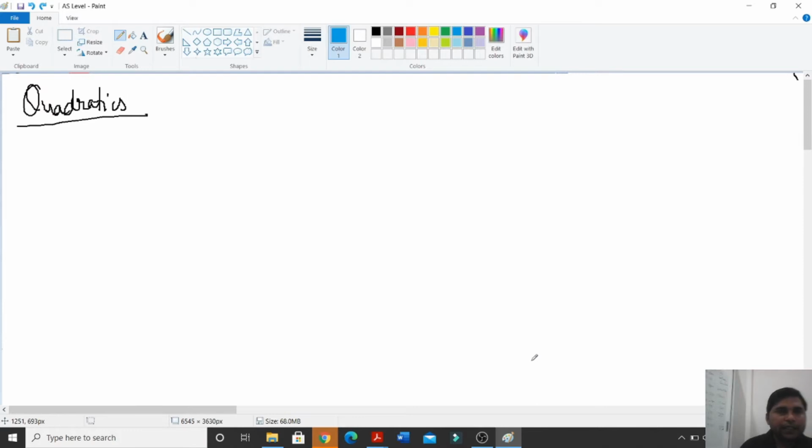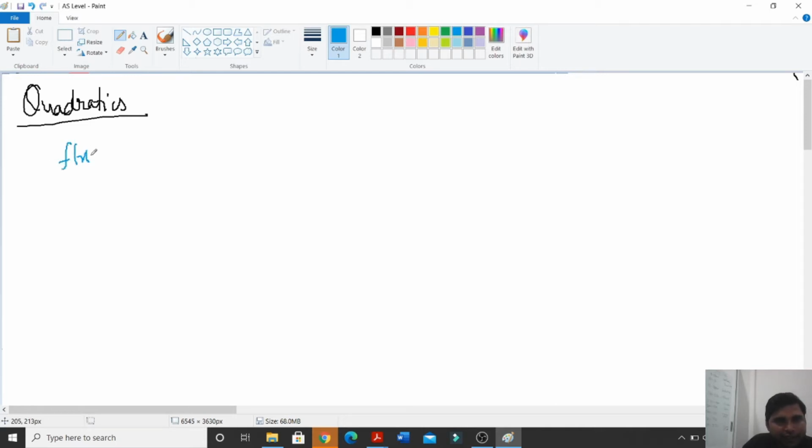Hello students, till now you have learned how to solve quadratic inequality by sign change method, and you also know the conditions for real solutions and no solutions, and in the real solution there can be two solutions or one solution. So you know the conditions, right? I just quickly revise it.